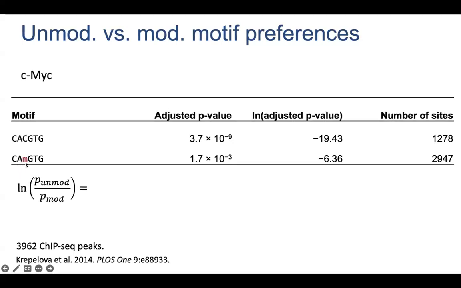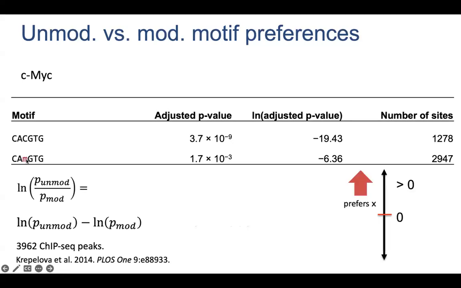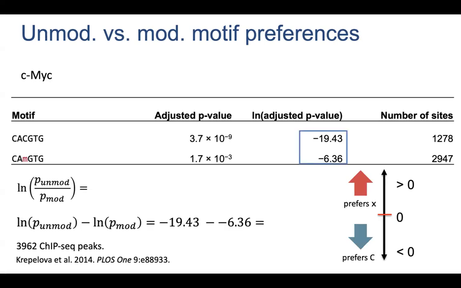We can then compare that score of negative 6 to the unmodified score and compute the difference of these p-values in log space, which results in this score being positive for a preference toward the modified state, that is a preference for M or H, and negative for a preference for the unmodified nucleobase. So if we perform this subtraction here, we get this value of negative 13, which shows that in this case, the unmodified motif is quite strongly preferred with respect to its modified counterpart.